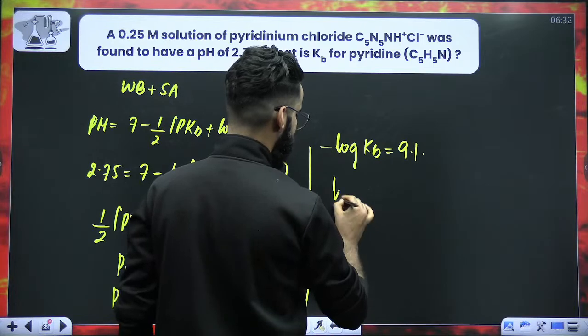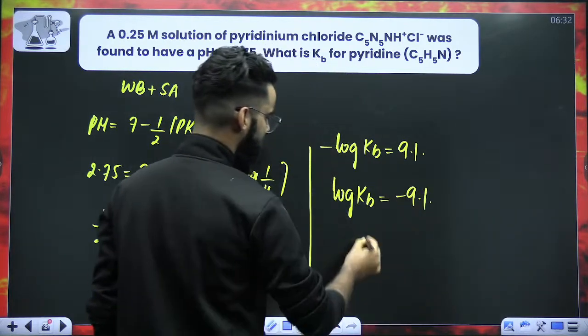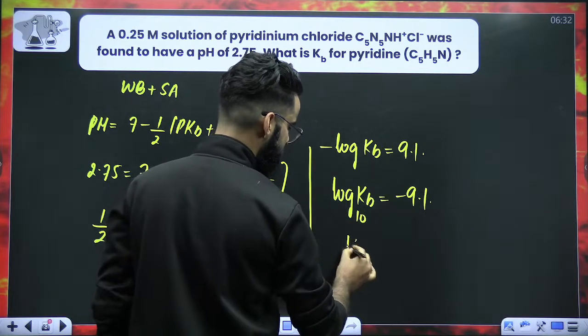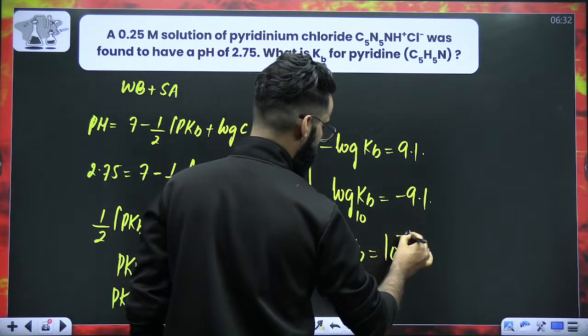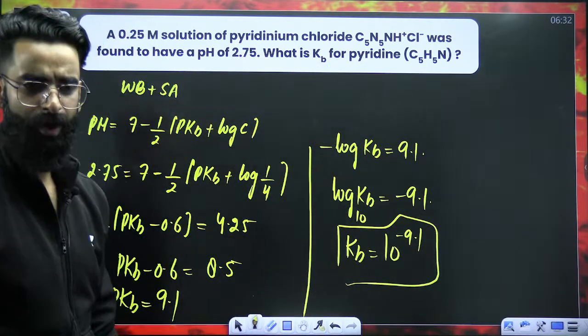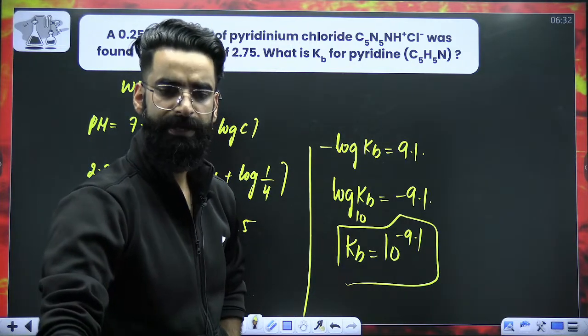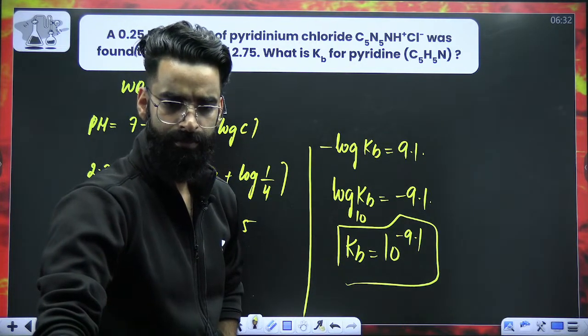So you can write the answer like this. Log of Kb is equal to minus 9.1. Let's say the answer is given in terms like this. So Kb should be equal to 10 raised to the power minus 9.1. This can be the answer which can be mentioned, right? Or if you want to use the antilog, you can use the antilog as well, right?